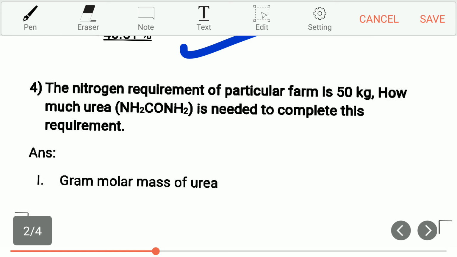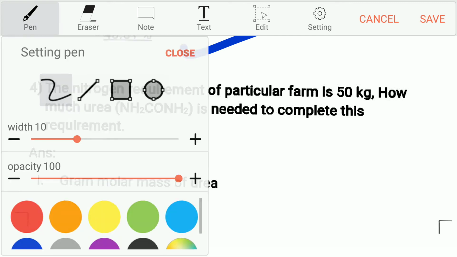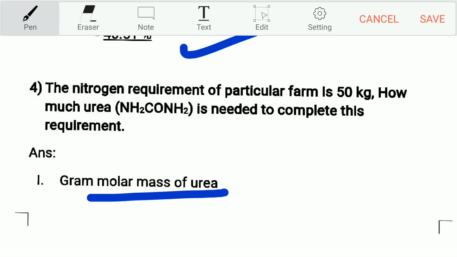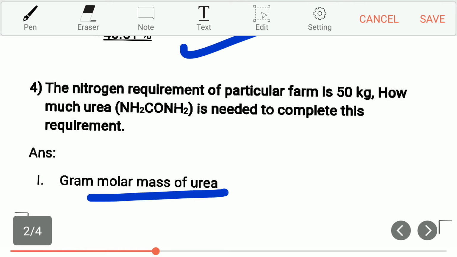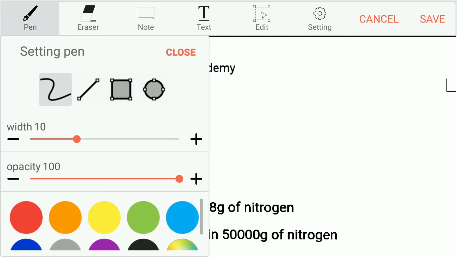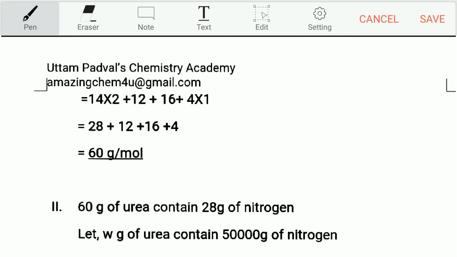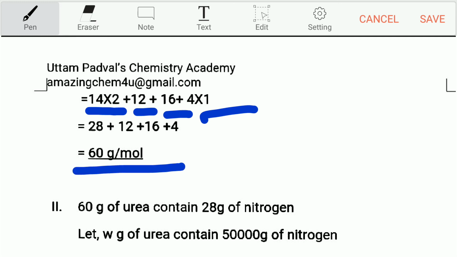So again we have to calculate gram molar mass of urea first. In urea there are 2 nitrogen atoms, so mass due to nitrogen is 14 into 2. 1 carbon atom, mass of carbon atom is 12, that's the atomic mass of carbon. There's 1 oxygen atom, so atomic weight of oxygen is 16, and 4 hydrogen atoms, so weight due to hydrogen will be 4 gram. So total gram molar mass of urea is 60 gram per mole, right?